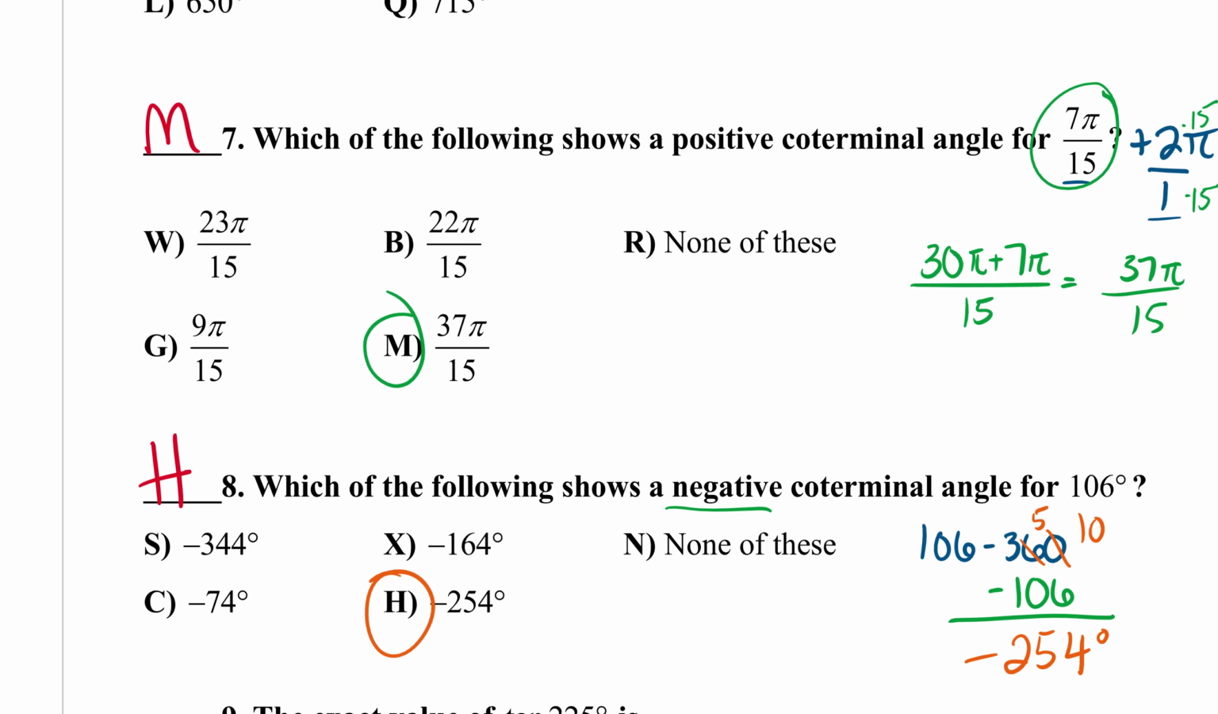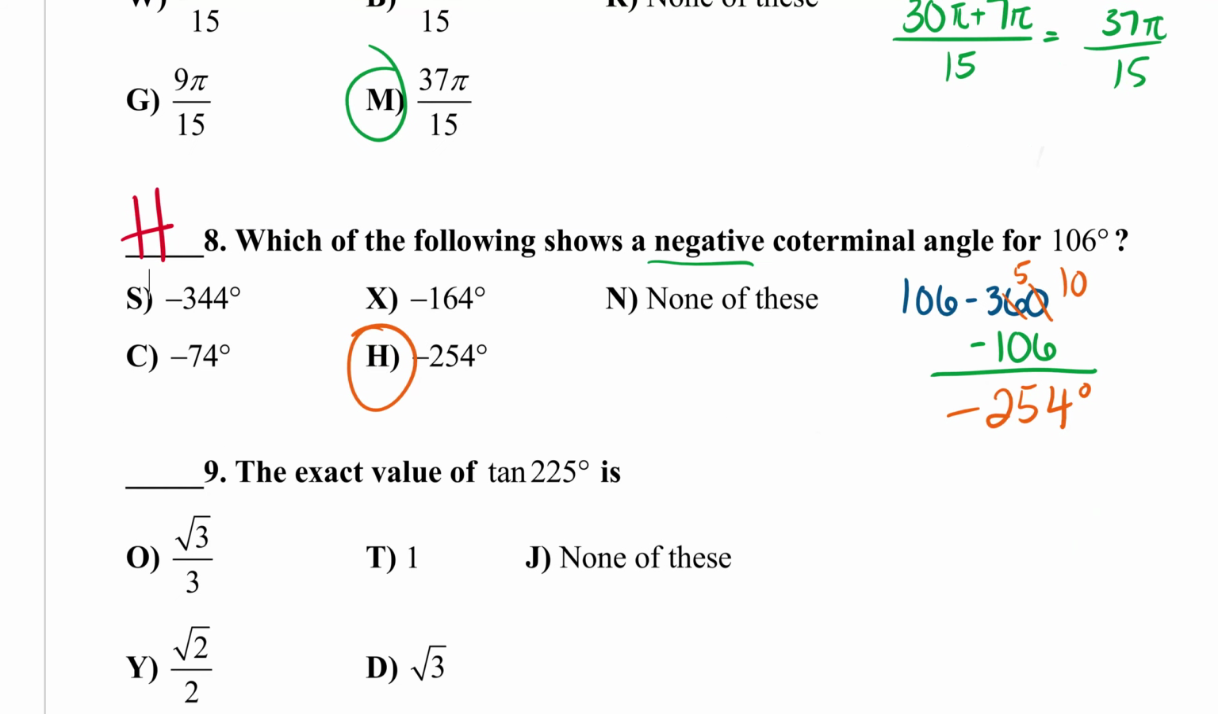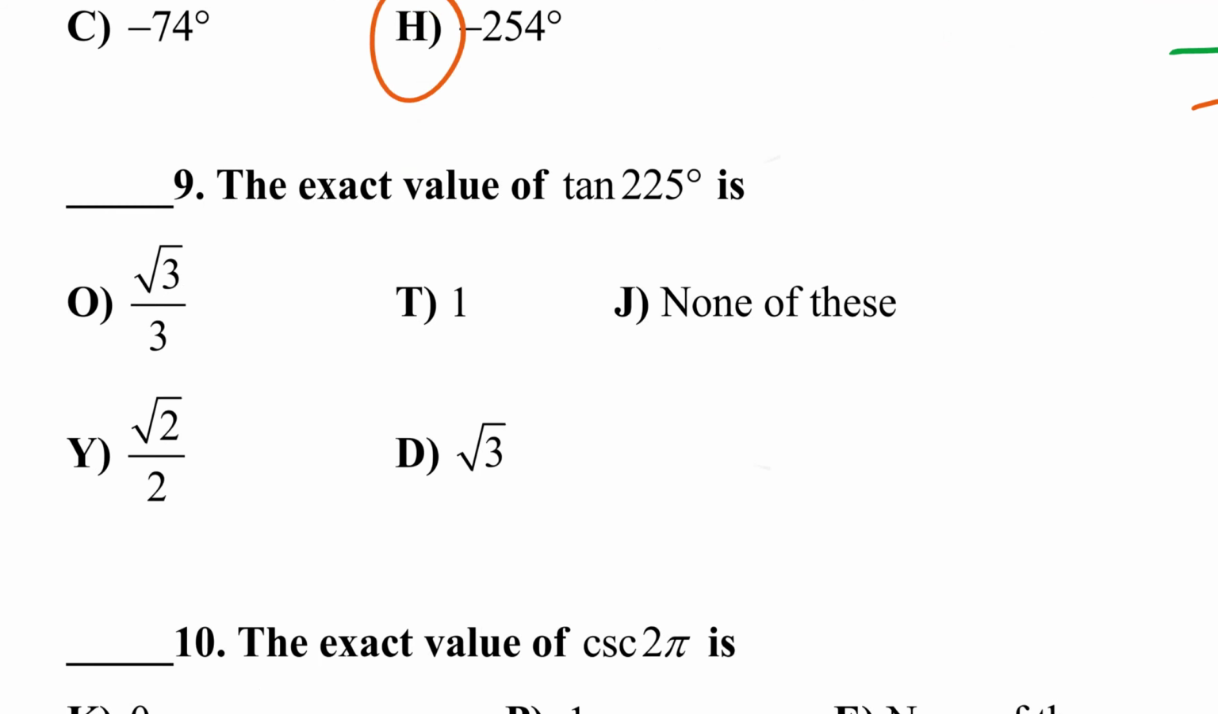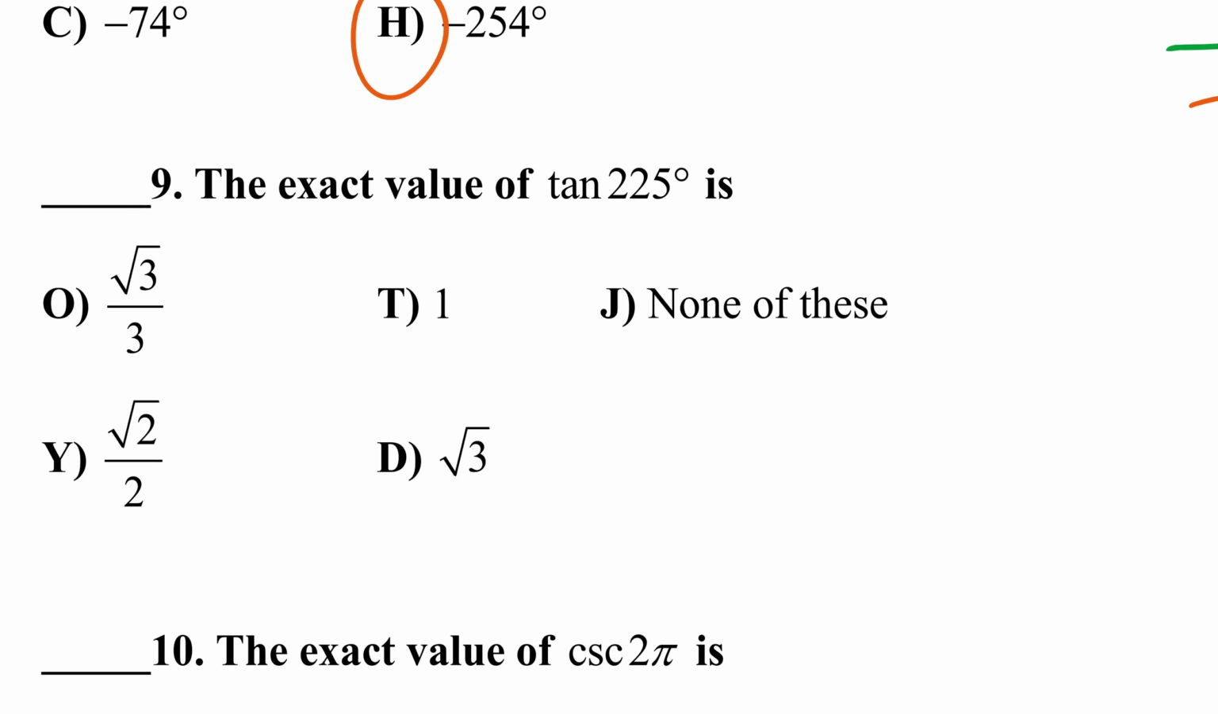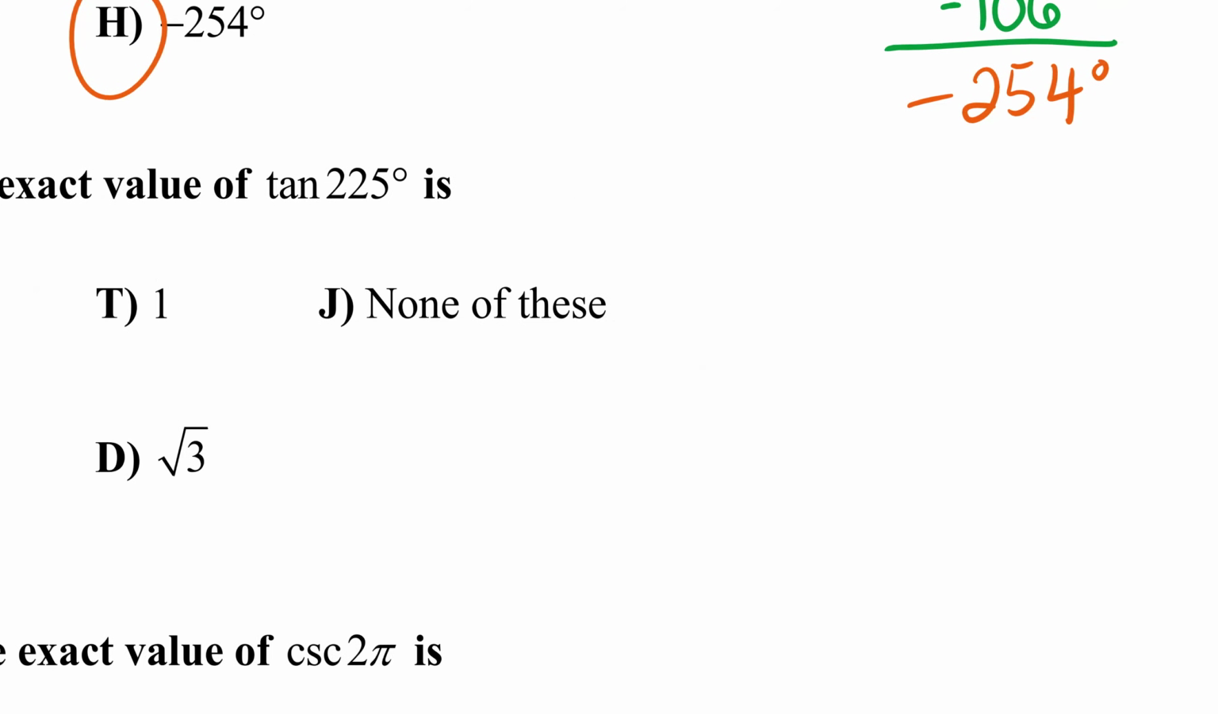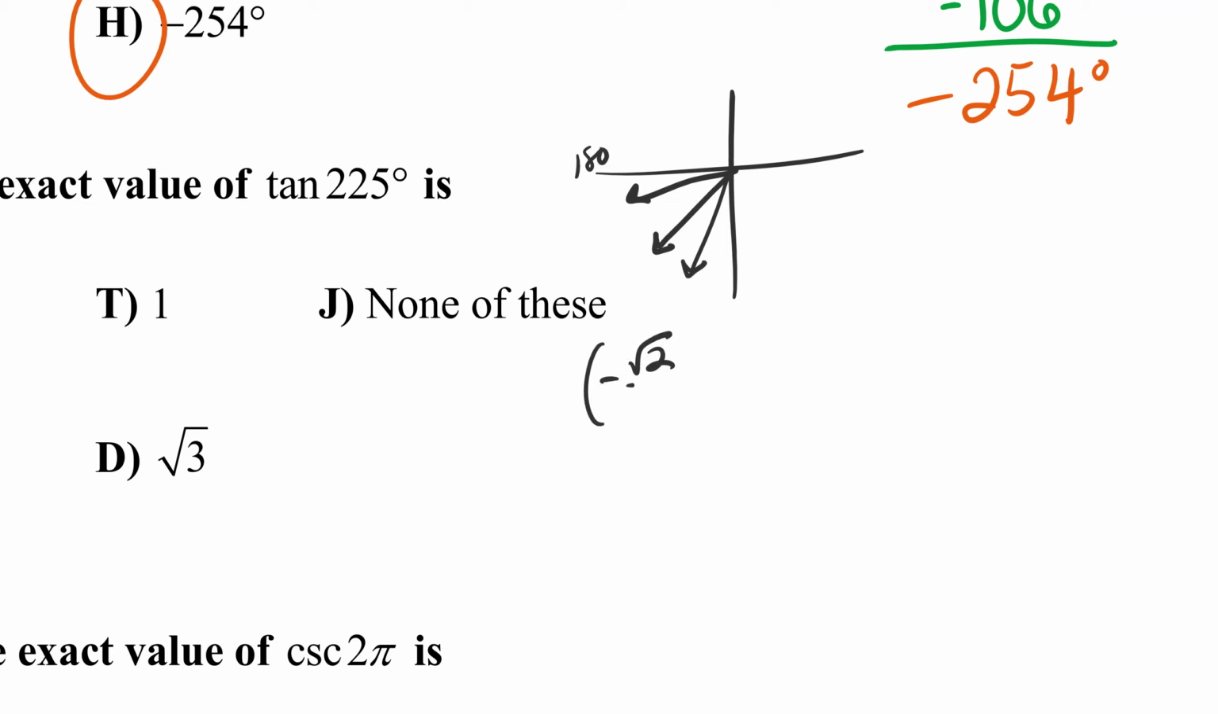And so yeah, either way, you add or subtract depending on what it tells you. Alright, number 9. Exact value of tangent 225 degrees. Okay, so this is where you would want the unit circle if you don't know these. I know that on a unit circle, 225 is down here because you have 180, right? 210, 240. So because this one's in the middle, I know the coordinates: square root of 2 over 2 and negative square root of 2 over 2.